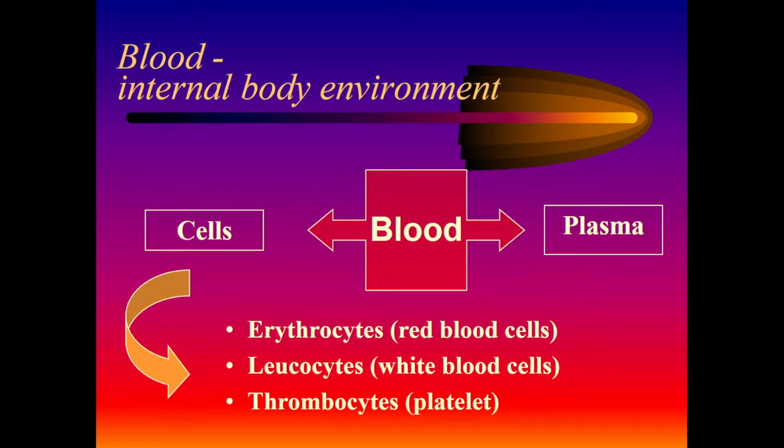Blood consists of two main parts, cells and plasma. Cells include erythrocytes, red blood cells, leukocytes, white blood cells, and thrombocytes, platelets. Plasma is the fluid part of blood, which includes water and a solution of different substances.